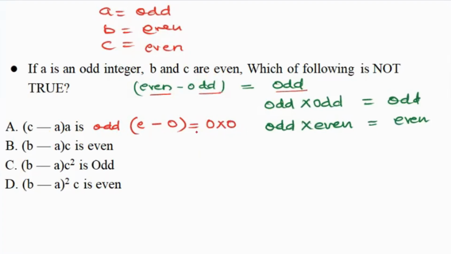And when I am multiplying an odd number with an odd number, my answer will be an odd number. So this is true. Okay, the first option is true only.